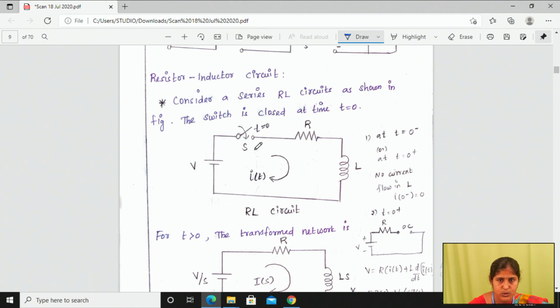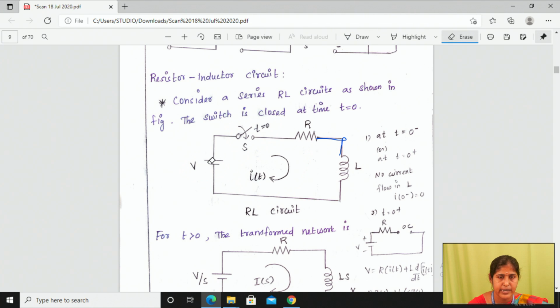Here we have the current source as well as the voltage source. The condition is that the switch is closed at time t equal to 0, so you can represent the switch function in this place. Here we have the active sources, and the passive elements are connected in series in this RL series circuit. Based on that you have to draw this diagram.